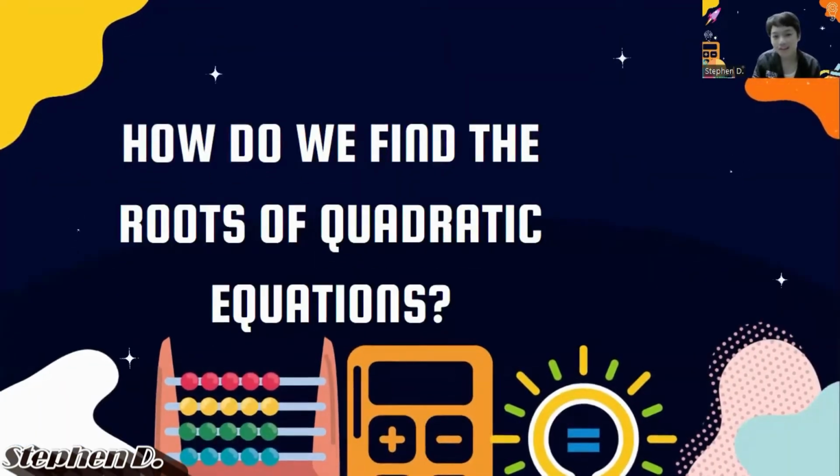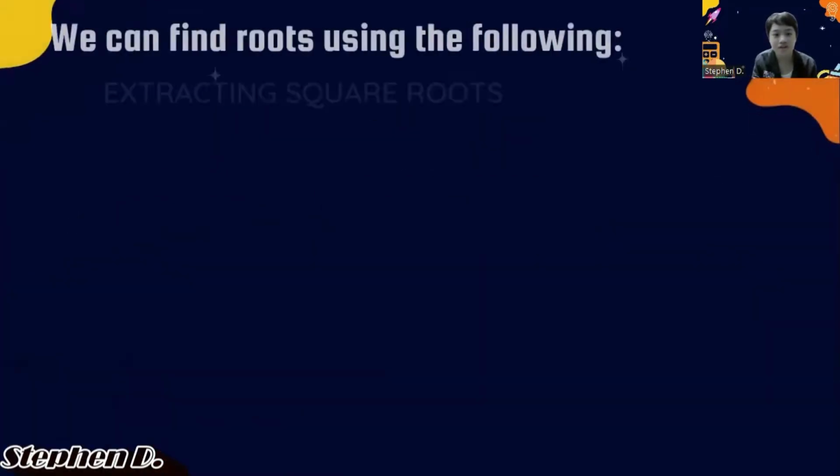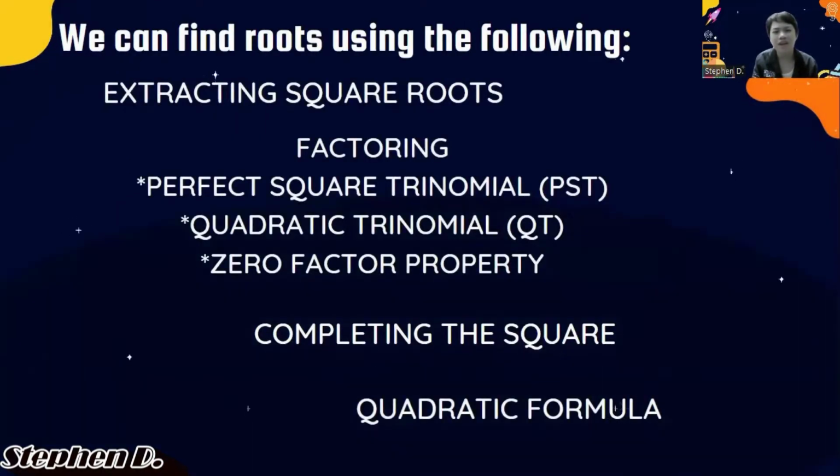How do we find the roots of a quadratic equation? We can factor or get our roots with the following methods. We can use extracting square roots, or we can use the factoring methods, which are the perfect square trinomial, the quadratic trinomial, and the zero factor property, or we can use completing the square or the quadratic formula.